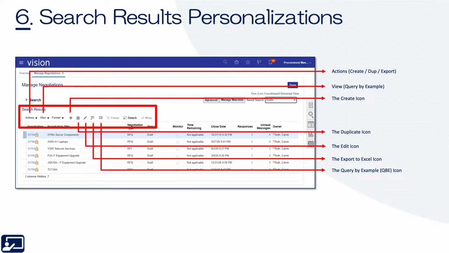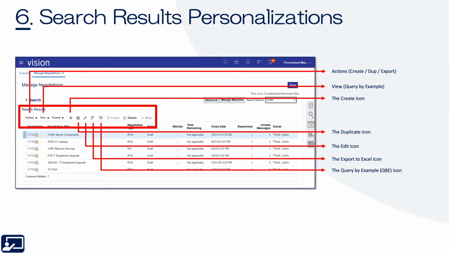Section 6, search results personalization. As I just talked about a minute ago, when you finally get the different search results to appear, there's a series of options that you can use to change them, export them to Excel, or view them differently. You see those listed here on the right.